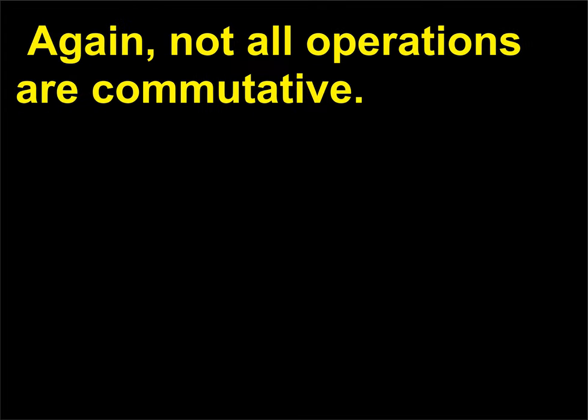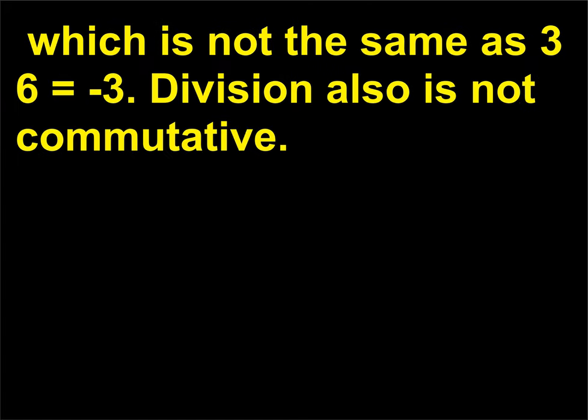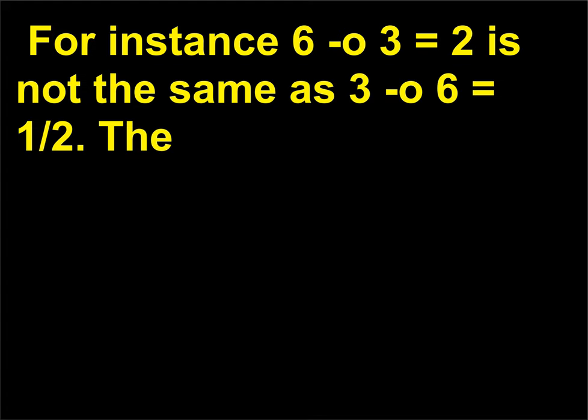Again, not all operations are commutative. For example, subtraction is not, as in the equation 6 - 3 equals 3, which is not the same as 3 - 6 equals minus 3. Division also is not commutative. For instance, 6 / 3 equals 2 is not the same as 3 / 6 equals 1/2.